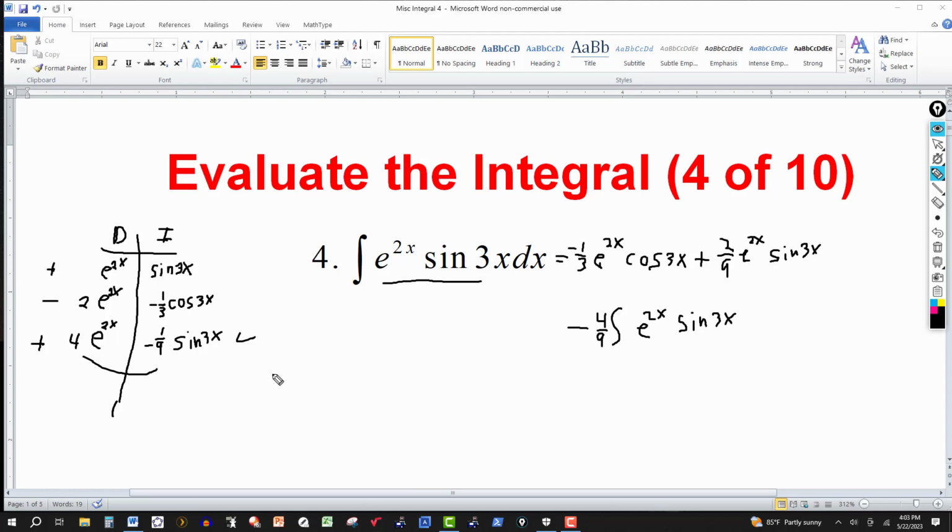Now sometimes it's going to happen that when you get to this last step, with this integrand here, you're able to integrate it. So you put in whatever you got, add your constant of integration, and you're finished. But in this case, we wind up where we started. We have e to the 2x sine of 3x. So what we do is we bring this integral to the left side. So we add this to both sides, so it's going to cancel here, cancel here, and take it to the other side.